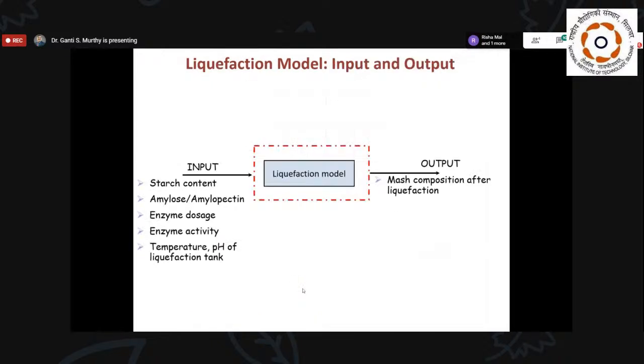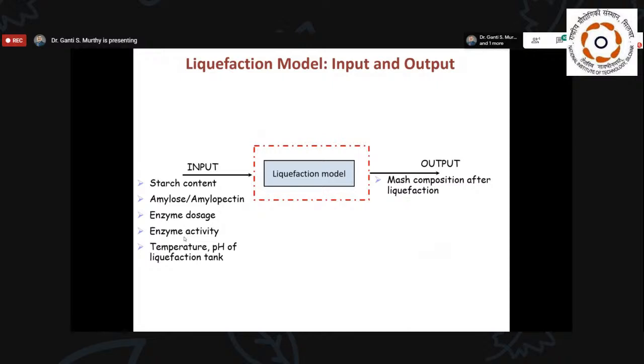So essentially, our liquefaction model was complete at this point. The inputs were the starch content, the amylose (the linear chain) and amylopectin ratios, and the enzyme dosage, because we need to know how much enzyme is there. We also need to know the enzyme activity, how fast or how slow the enzyme can act. In industry, they use many types of enzymes from different sources, like bacterial and fungal sources, and each of them has different activity, and they also have different responses to temperature and pH.